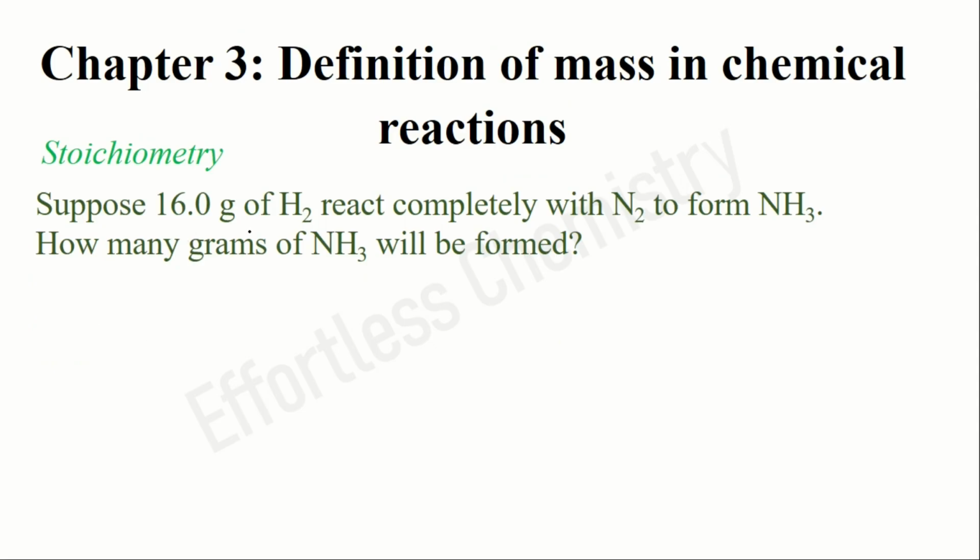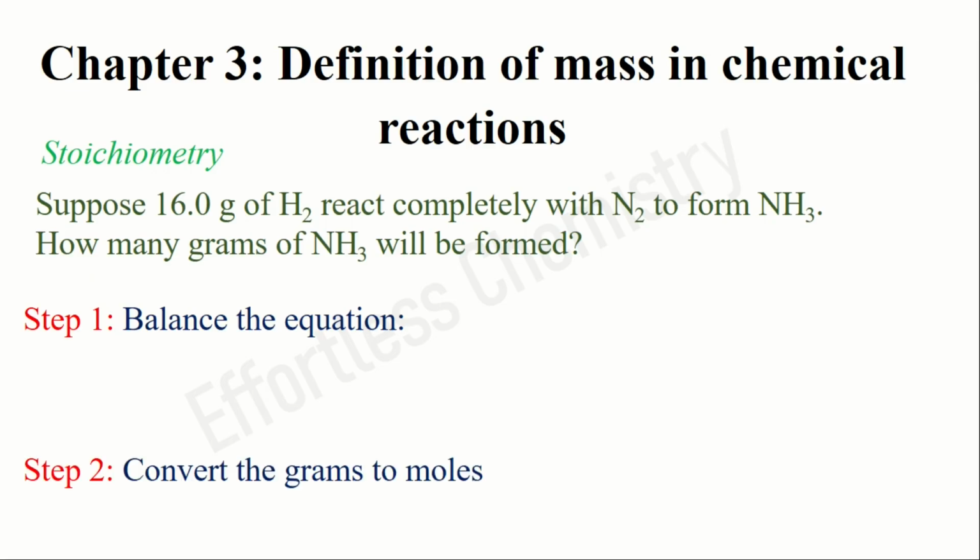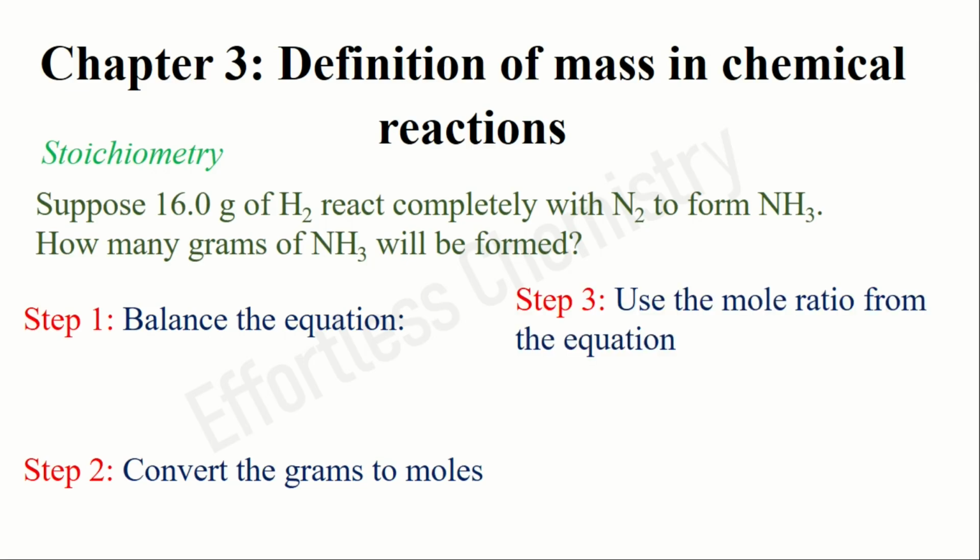Suppose, for example, 60 grams of hydrogen reacts completely with nitrogen to form ammonia. How many grams of ammonia will be formed? To solve such problems in chemistry, we need to follow 4 steps. First, we need a balanced equation. And then we need to convert the grams to moles, use the mole ratio from the balanced equation, and then convert the amount to grams if needed.